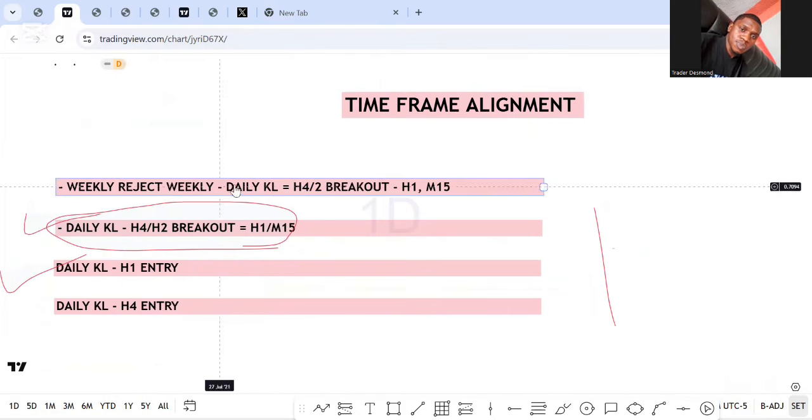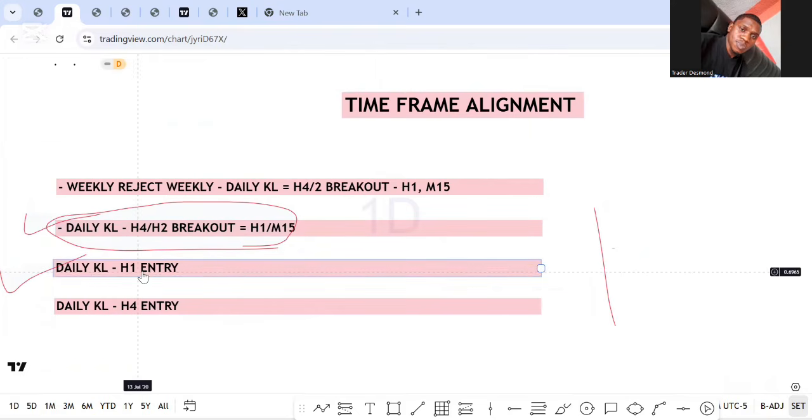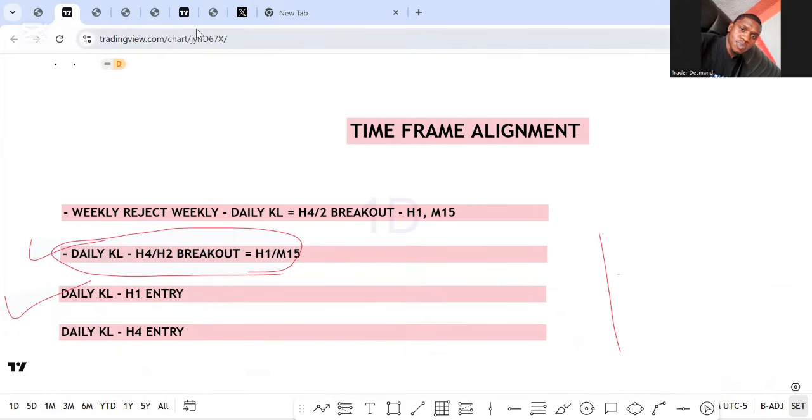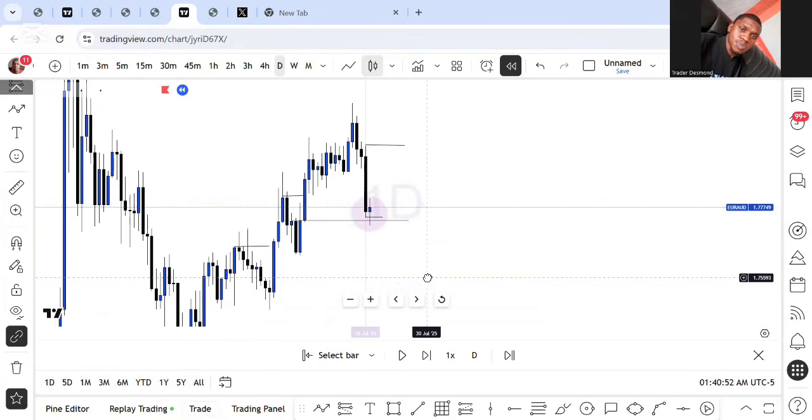Talk about weekly, reject weekly. Okay, let's leave this. This is one I love using: this daily key level to 1 hour entry, or daily key level, you want to see your breakout on H2 or H4, and 1 hour or 15 minutes or 30 minutes as your entry, right? So this is what you want to see on your chart. So let's go to our chart and see which time frame alignment you can use on this.